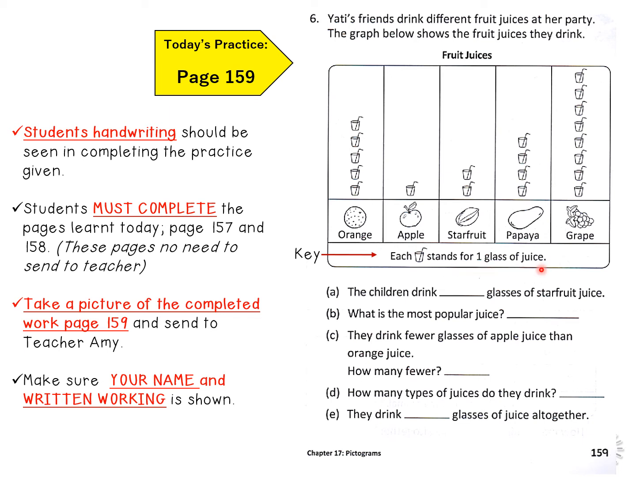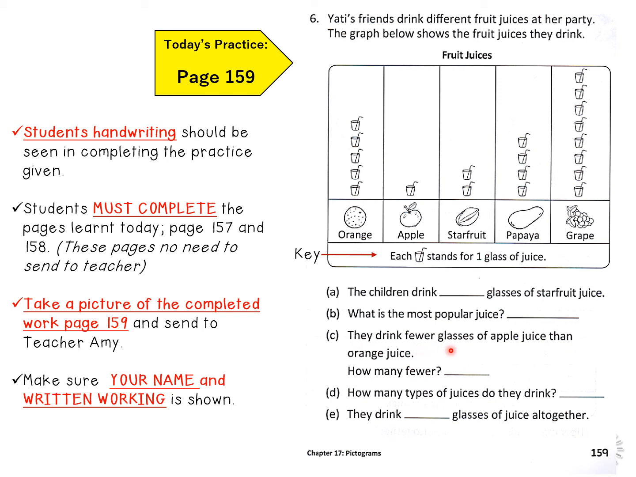So first thing first, use the key to count and write the amount on top. You can put your amount here so that you can answer the following questions. For example, A. The children drink how many glasses of starfruit juice? Which fruit though? Which drink though? What is the most popular juice? Most popular means yang paling popular. Which one? Write the name here.